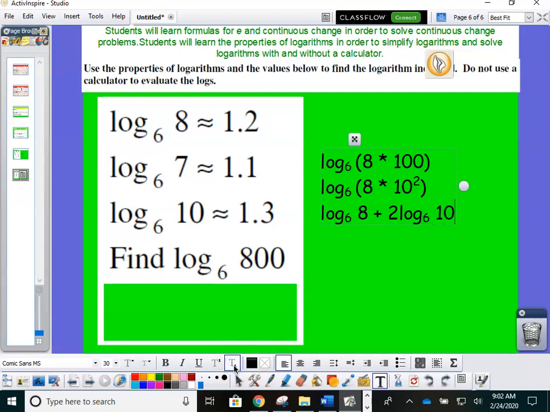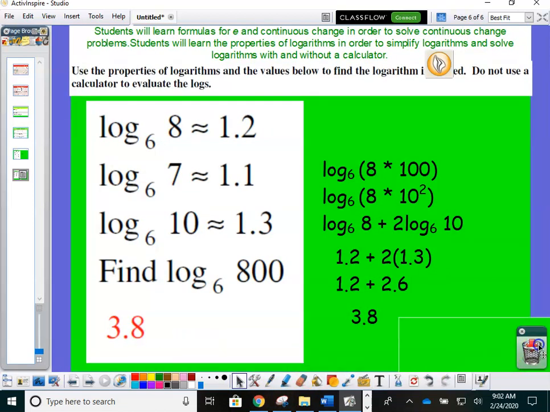of 10. Well, the log base 6 of 8 is 1.2. And plus 2 times the log base 6 of 10, which is 1.3. So 1.2 plus 2.6 equals 3.8. And that should be my answer if I check. Hey, it is. So that's what the properties allow you to do, to be able to rewrite those numbers as other numbers. Okay, so that's what you need to look at as you're doing that last station. Alrighty?